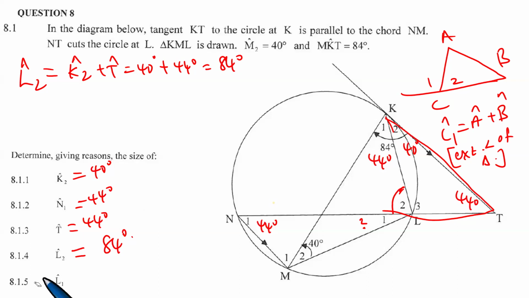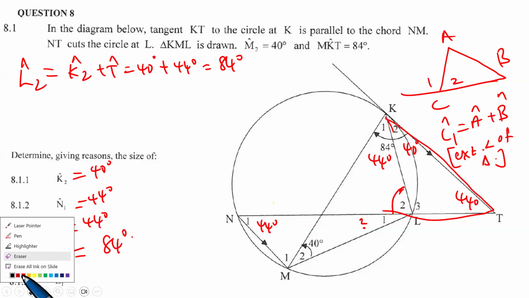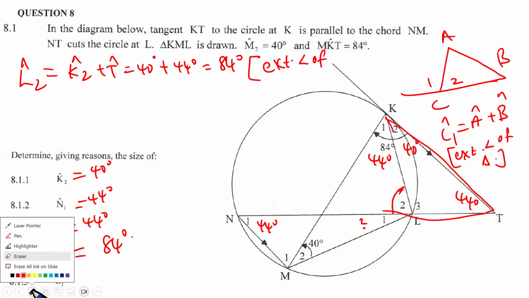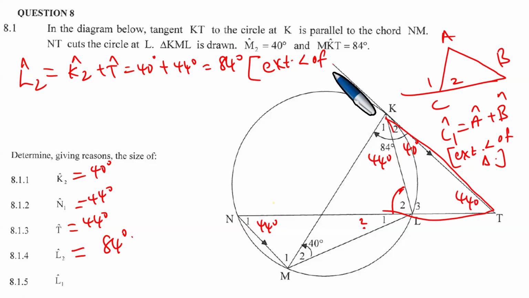All right, okay. But yeah, the reason for this, as I said: we're saying L2 is 40 plus 44, and the reason is exterior angle of triangle. If you write it like this, the examiner already knows: exterior angle of triangle equals the sum of the interior opposite angles.